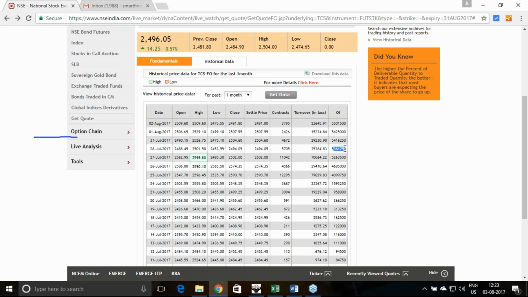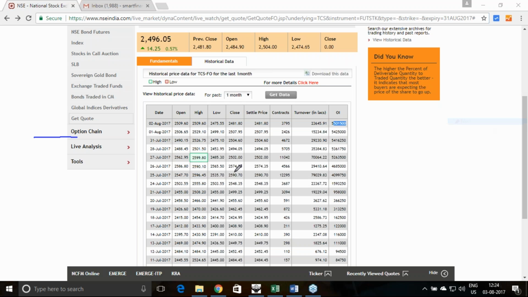So here 53 lakhs, 53.61, it has gone up, and some 40,000 open interest is being created. Here very less, you can say only 9,000 open interest is being created. And on 2nd August, 75,000 open interest is created. So slightly the open interest is increasing, a rise in the open interest with a fall in the price.